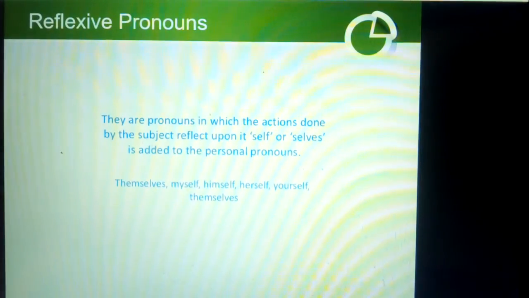Now the reflexive pronouns. They are pronouns in which the actions done by the subject reflect upon it. Self or selves is added to the personal pronouns. For example, themselves, myself, himself, herself, yourself, and themselves. These are the examples of reflexive pronouns.